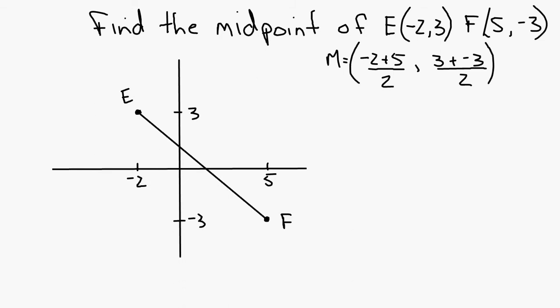All right. So your middle's going to be at what's negative 2 plus 5? That's 3 divided by 2, 1.5. And 3 plus negative 3? 0 divided by 2 is 0. So there's your middle point, 1.5 and 0. That's pretty easy. Midpoint is, I would agree with you, it's fairly simple.